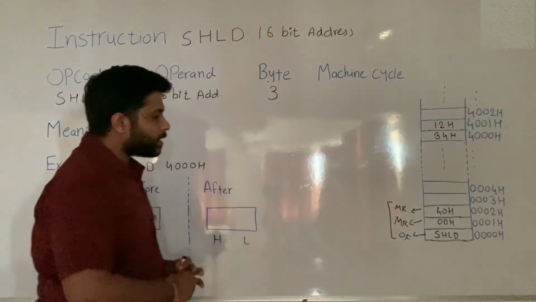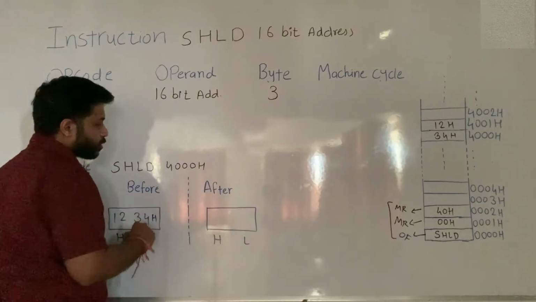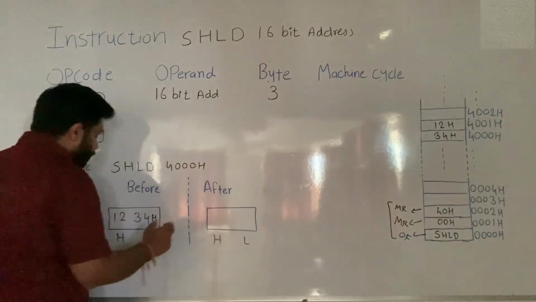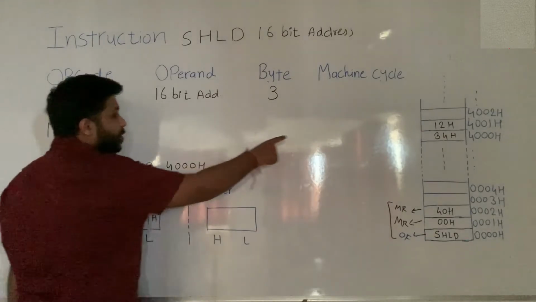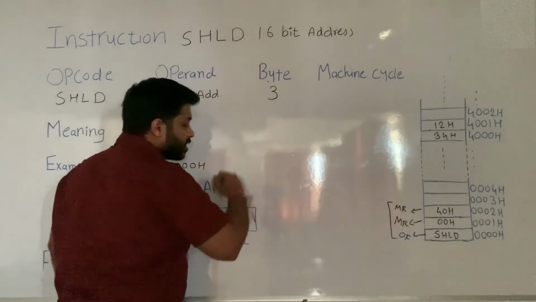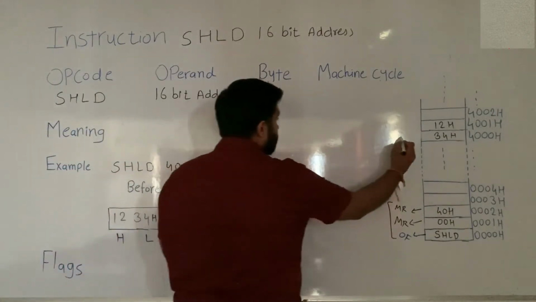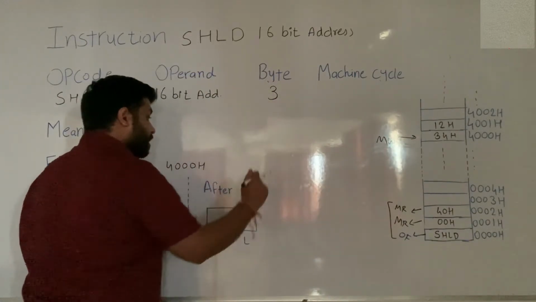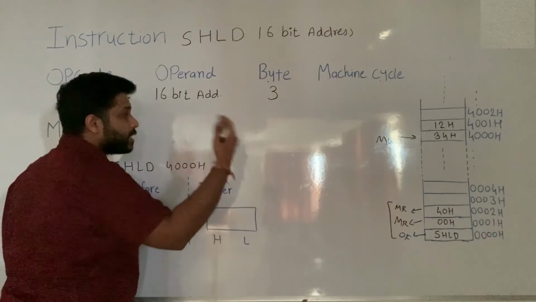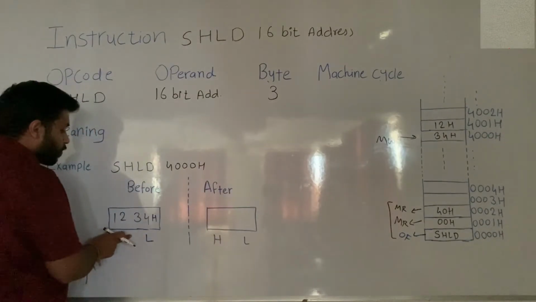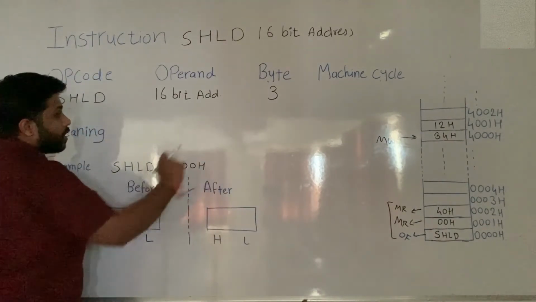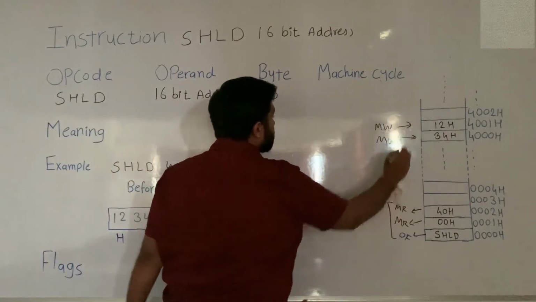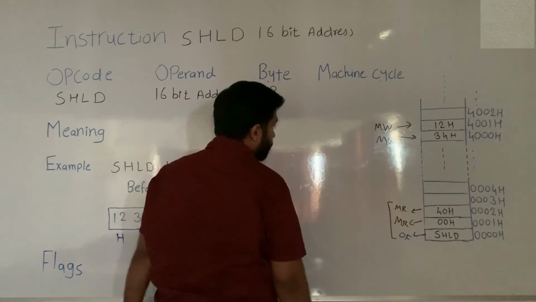Now notice the steps which are done during the execution. During the execution, the data is transferred from L to the memory location 4000H. It means the processor has performed a memory write operation. After that, the value of the memory location will be incremented and data will be transferred from H to 4001H. It means the processor has performed one more memory write operation.